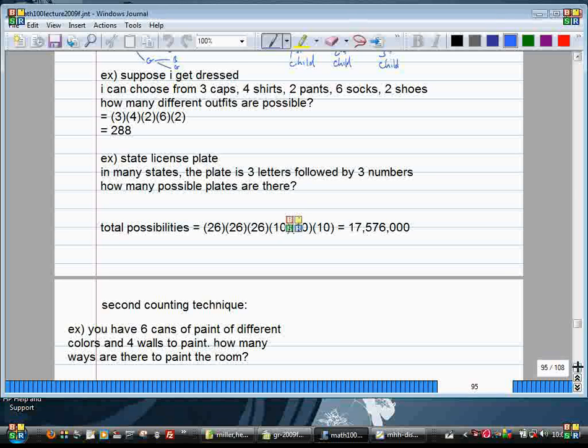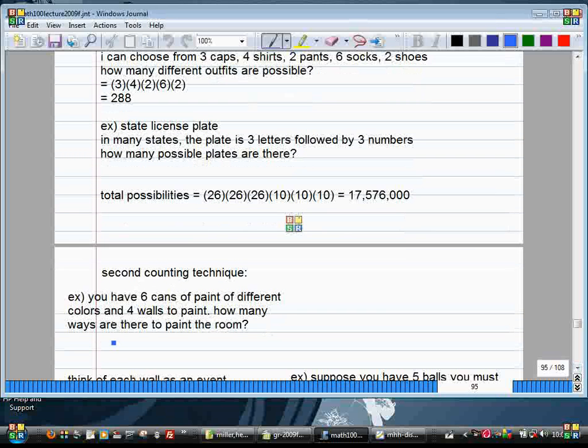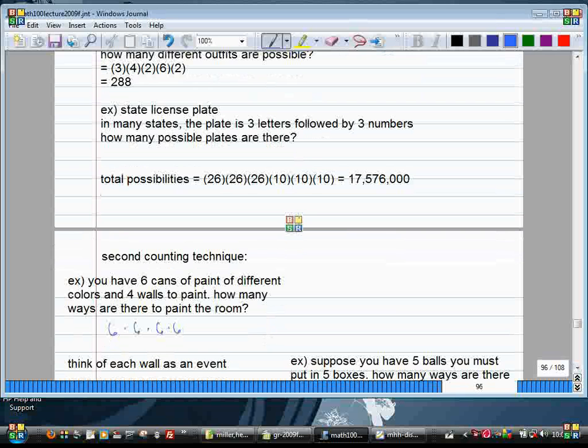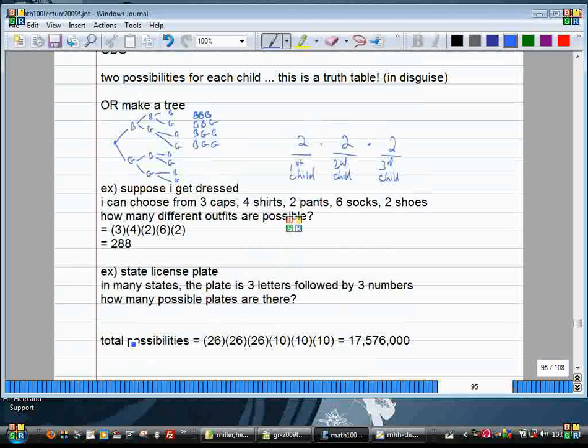Okay. So how many possibilities are there for the first wall? How many possibilities are there for the second wall? Third wall? Fourth wall? 6, 6, 6, 6. And what do you do with those numbers? You multiply them. Think of each wall as an event. Alright. So this is very similar to the previous examples we had, like the getting dressed or the state license plate. This is really exactly the same thing.